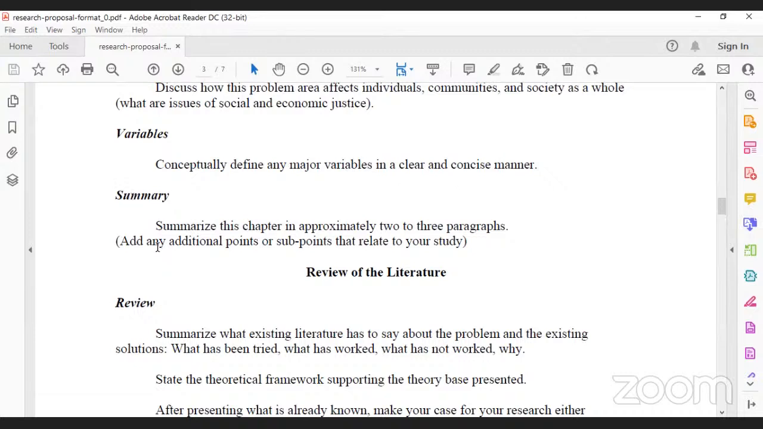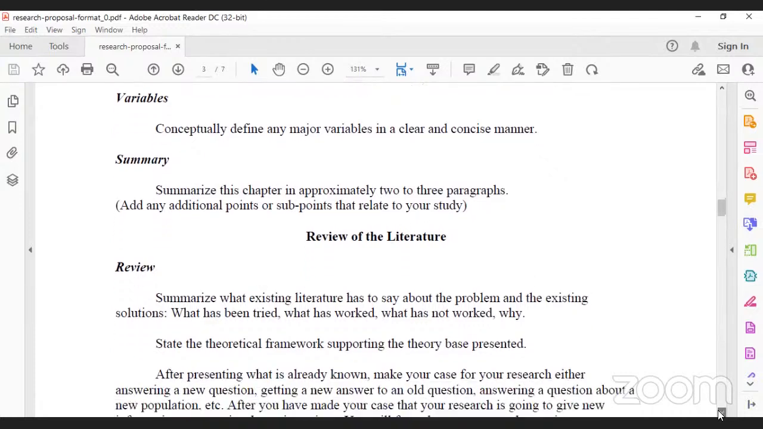Next is summary. Summarize this chapter in approximately 2 to 3 paragraphs, because when you are mentioning everything, in the last paragraph you should be able to summarize the points which relate to your study. Next comes review of literature.